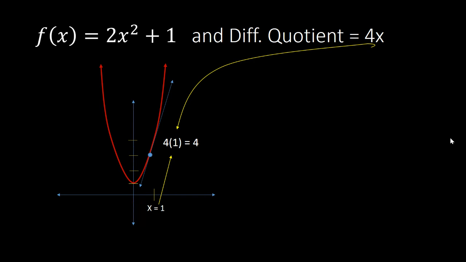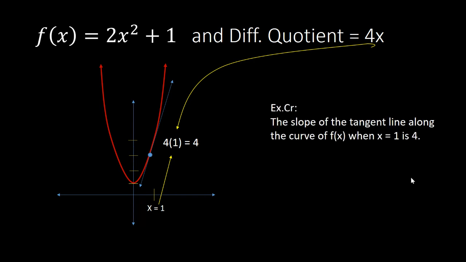But here's the extra credit for pre-cal. The slope of the tangent line along the curve of f of x when x equaled 1 is 4. All right? All right, nice work.